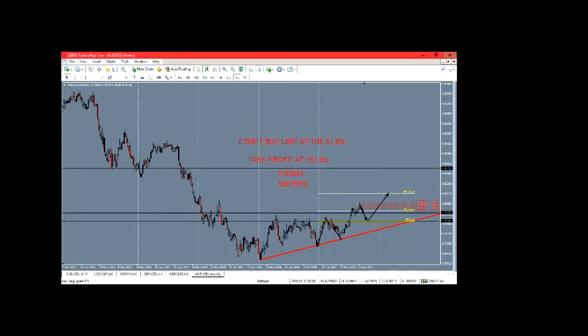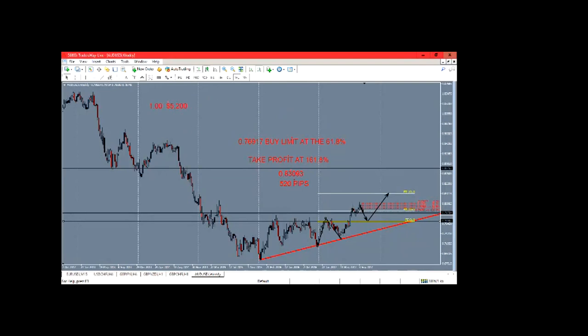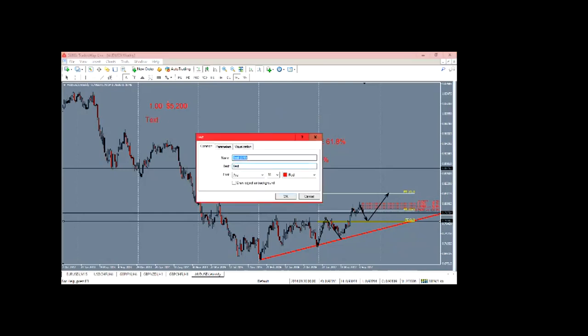Now, for everyone that's on here, if you're trading the standard lot size, which is a 1.00, 520 pips would be $5,200 on a standard lot size. On a 0.10, $520.